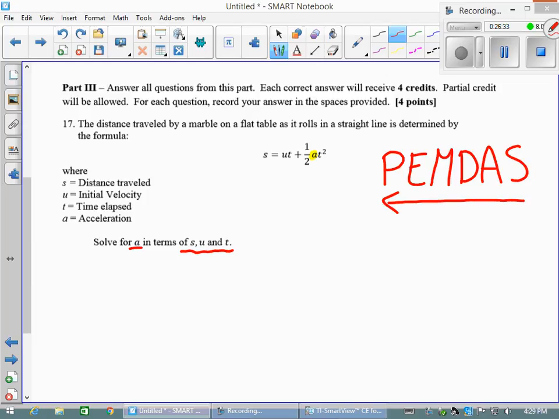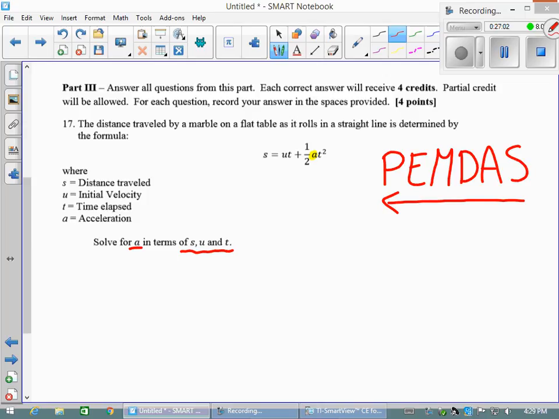If we look at this 1/2, because some of us might be tempted to subtract 1/2, we have to ask ourselves, how is that 1/2 attached to the A? Well, since they're just right next to each other, if you saw something like 1/2 x, you would know that's multiplication between them. So we cannot just move that 1/2 over because that is attached to the A and the T squared by multiplication. So what we can subtract over, though, is this term UT.